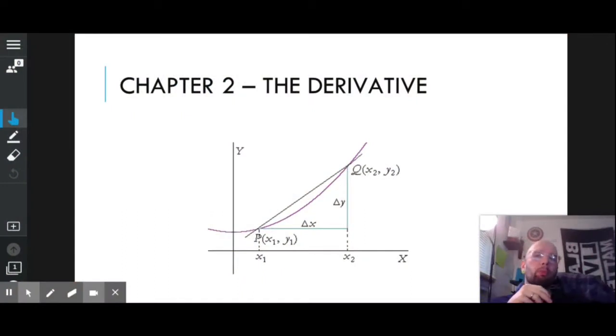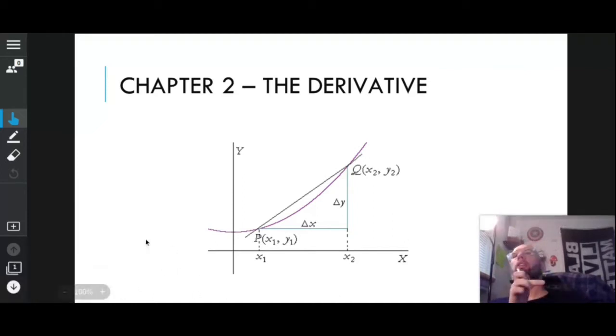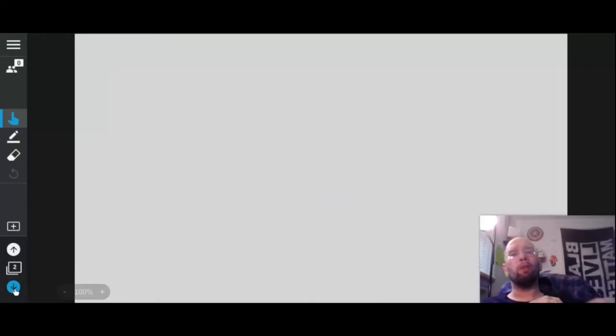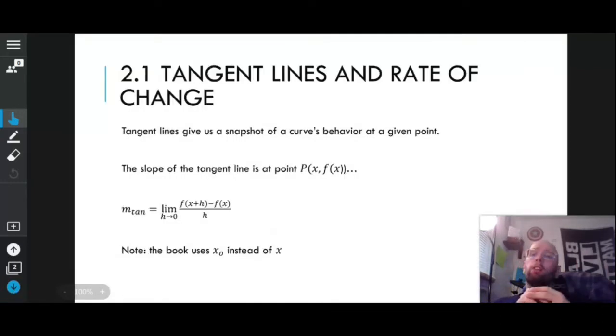What up, what up? We are now on chapter 2, and we're going to introduce probably one of the two most important things that you will learn in this Calculus 1, and that is the concept of the derivative. The derivative gives us so many things, but as my calculus professor from when I was an undergrad a few years ago told me, if you remember anything, the derivative means slope. The derivative means slope. The derivative means slope. So let's talk about tangent lines and rate of change.